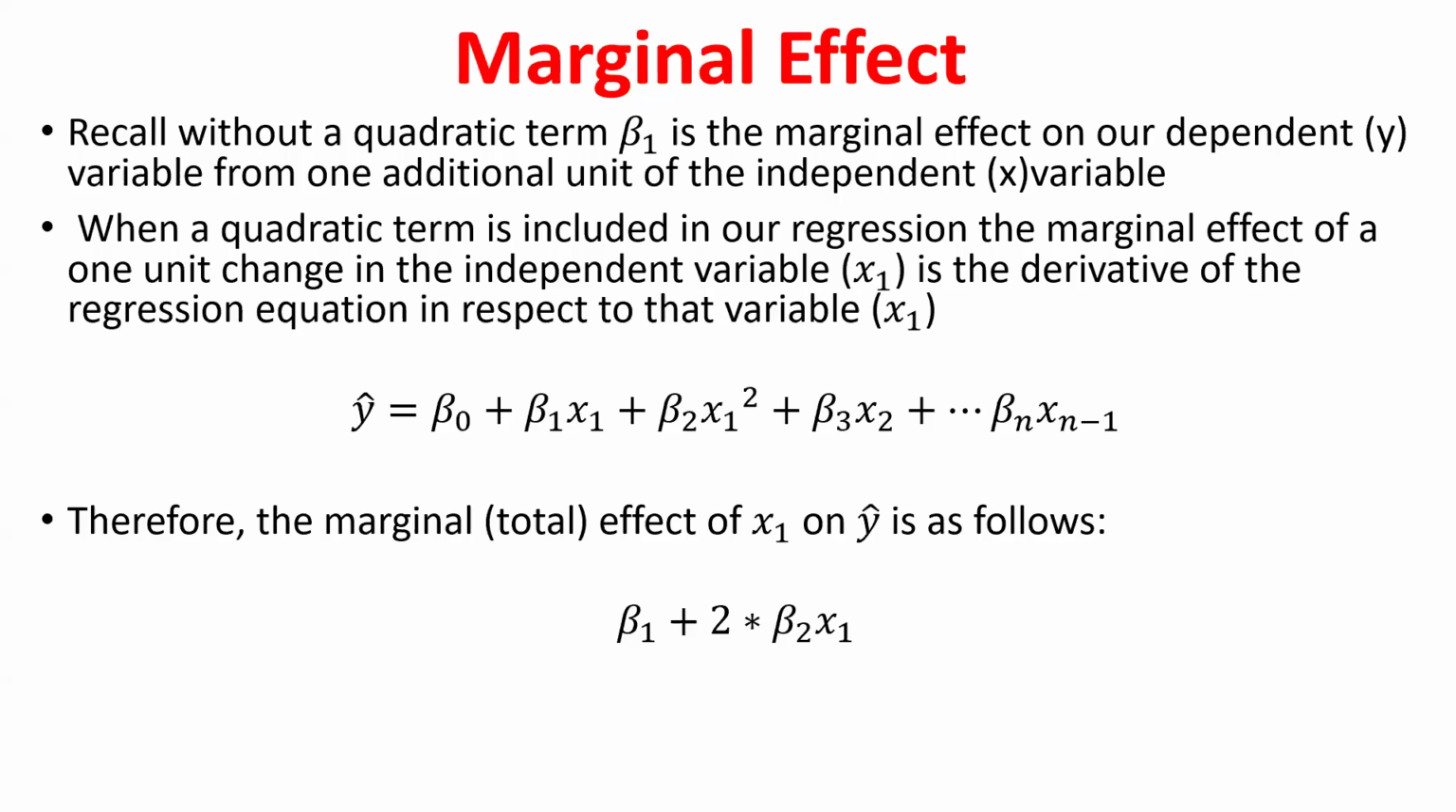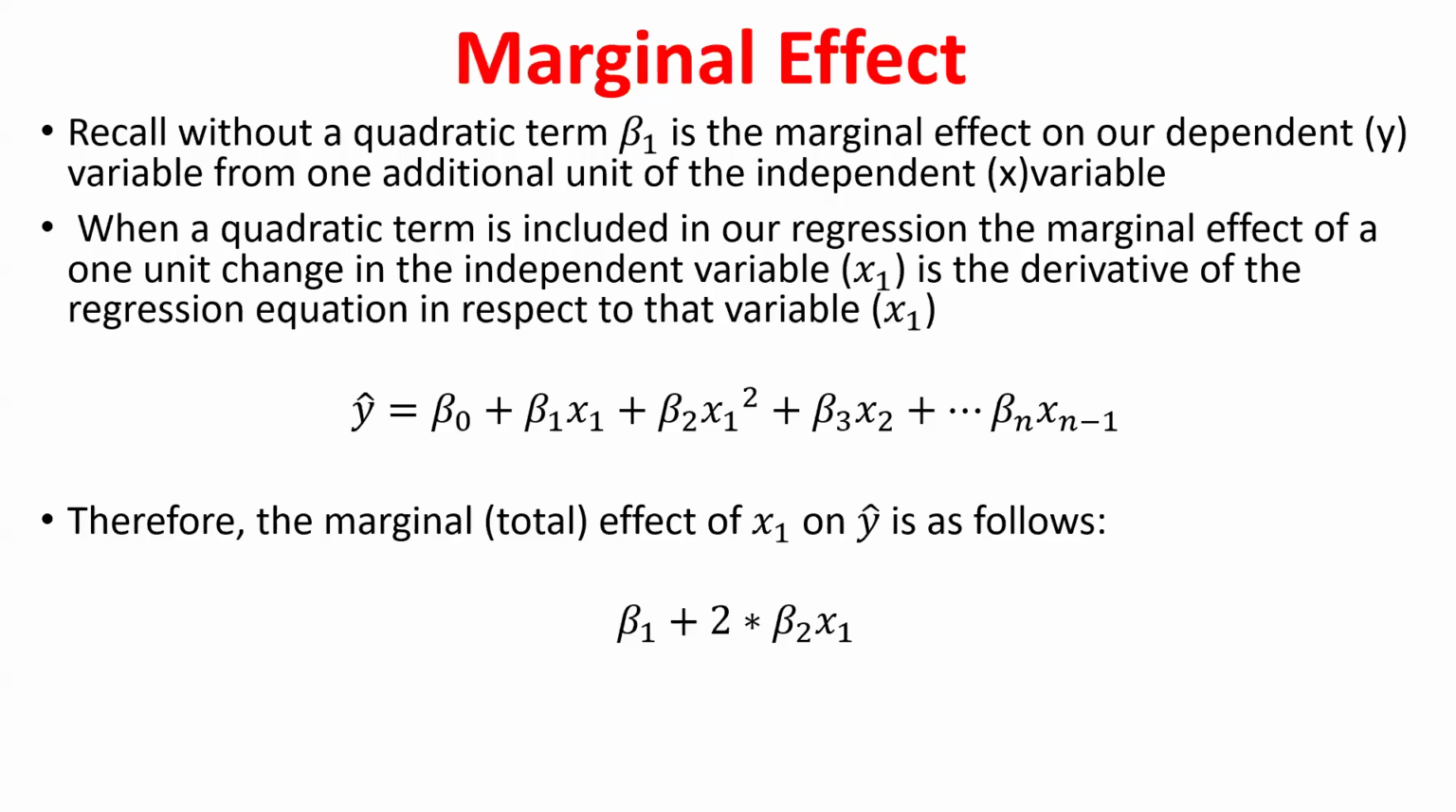When everything was linear, if I have y equal to mx plus b, when I take a derivative of that, all I'm left with is b. Essentially, our coefficient was our marginal effect before. Now, when I've got a squared term, if I take a derivative of y with respect to this x1 variable, I'll have not only beta 1, but 2 times beta 2 times the value of that variable. So my marginal effect will depend on the value of that variable.